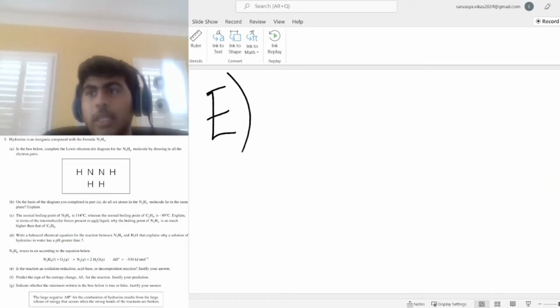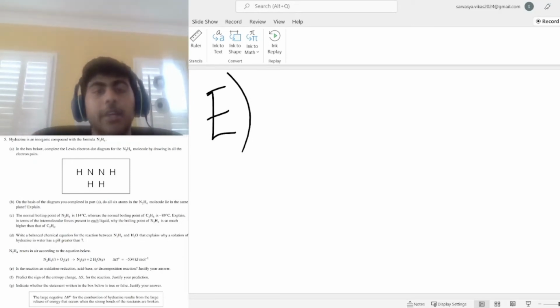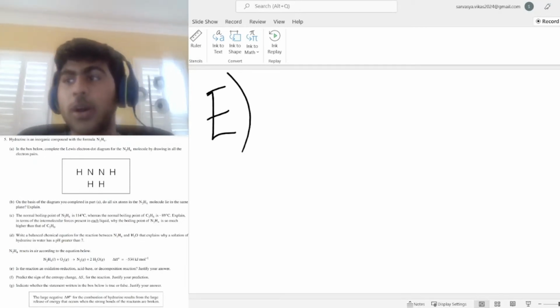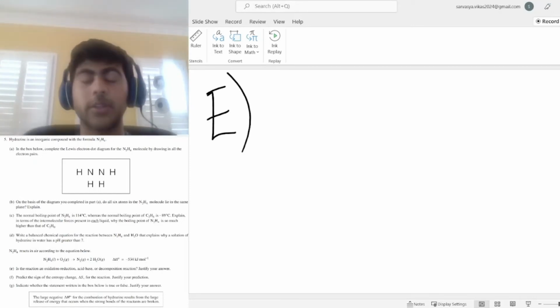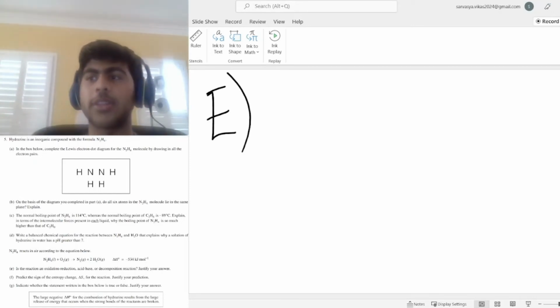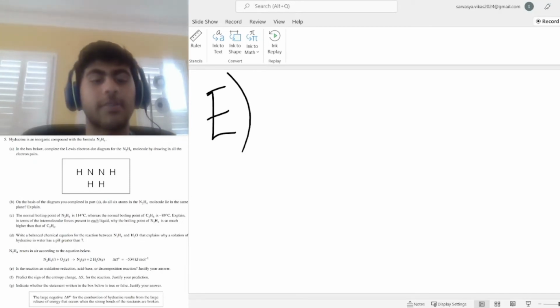All right, part E. We're told that hydrazine reacts in air according to the equation below: N2H4 plus oxygen gas becomes nitrogen gas plus 2 gaseous waters, and the delta H is negative 534 kilojoules per mole. We're asked whether this is an oxidation reduction, acid base, or decomposition reaction, and to justify our answer. Well, let's think about what each of these really are.